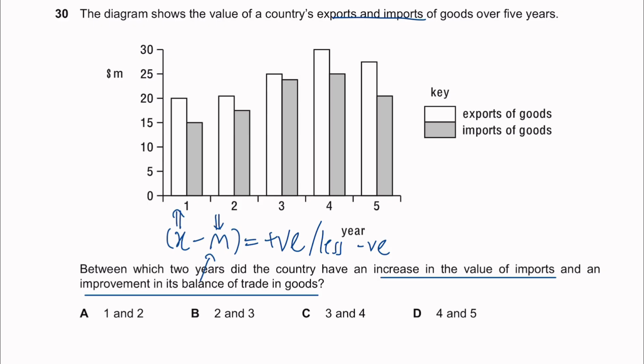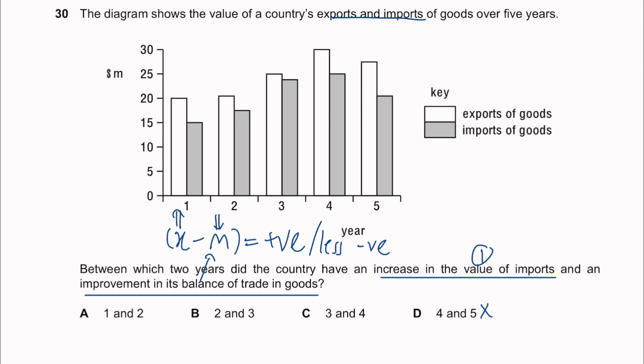Okay, so let's see. So first condition, increase in the value of import. Okay, so actually from here to here, we can see that there's an increase in import. Okay, the dark one. Except 4 to 5 because there's a reduction. So we can eliminate 4 and 5 already.